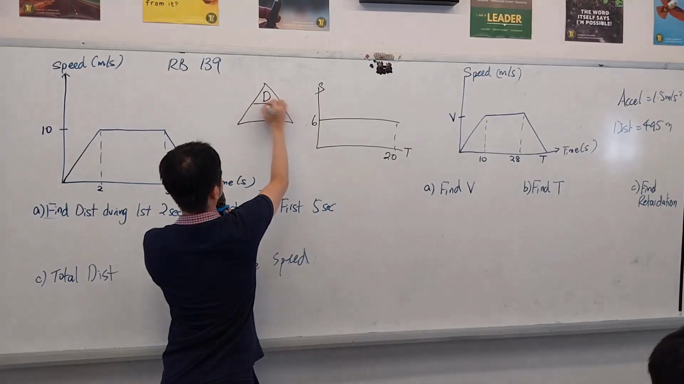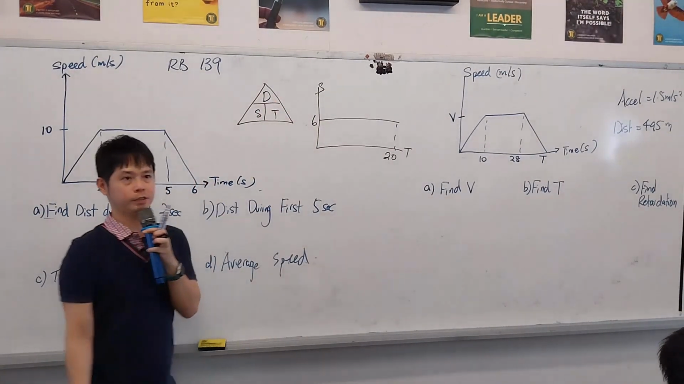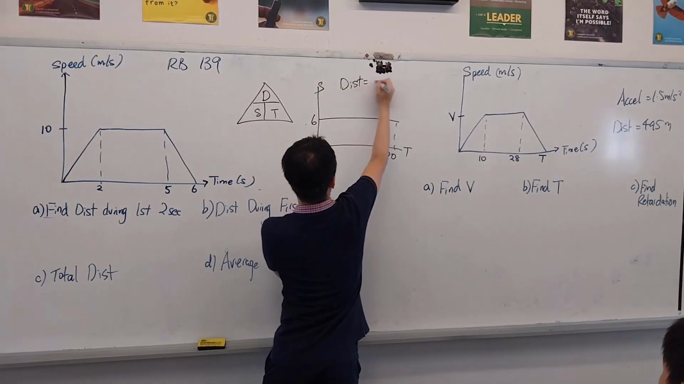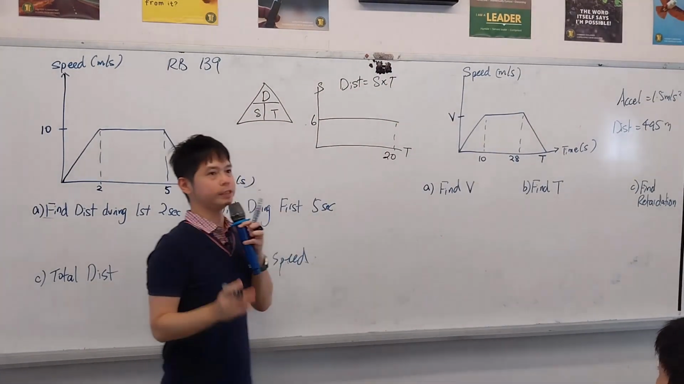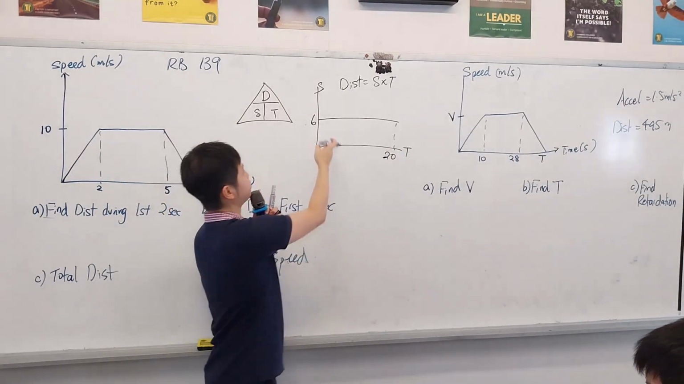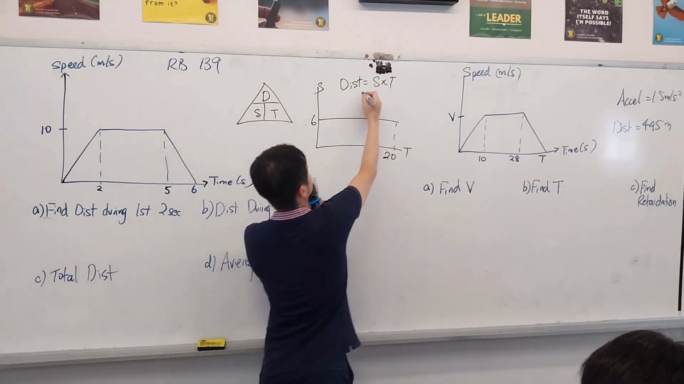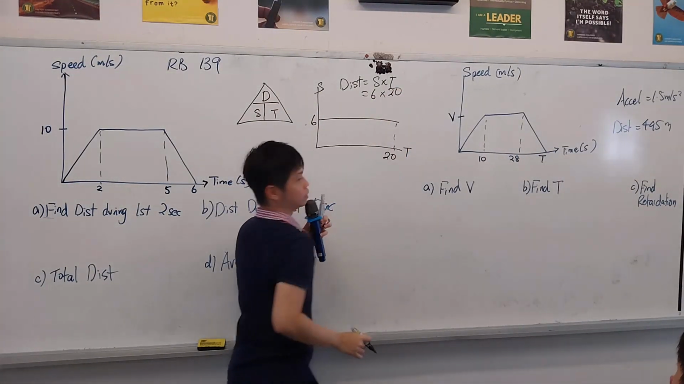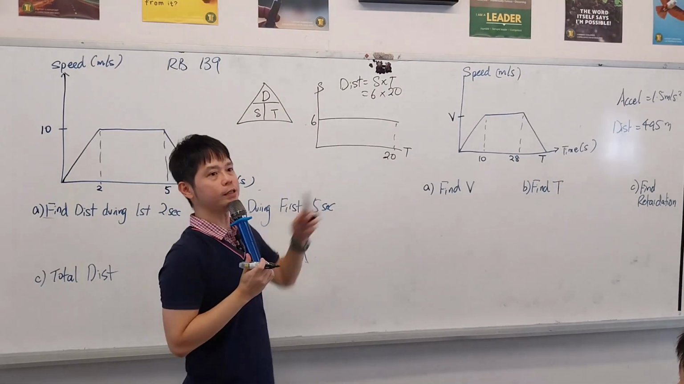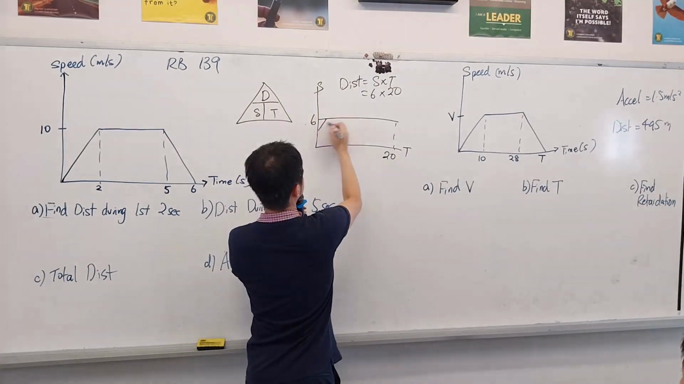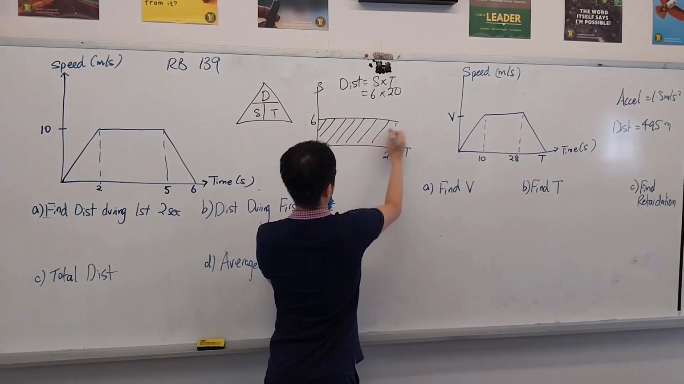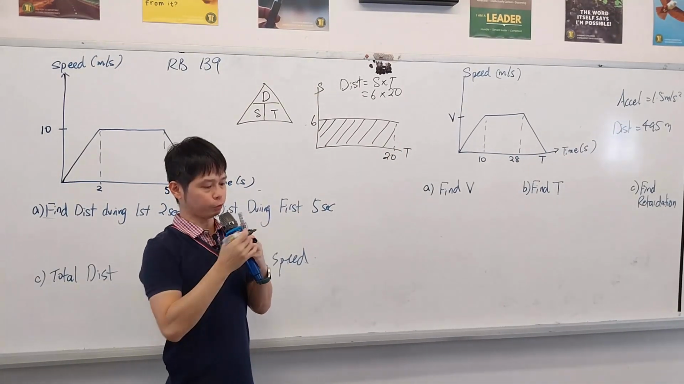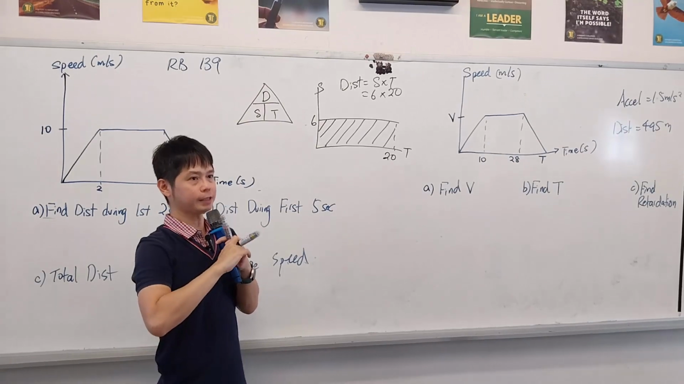In order to find distance, I need to use speed times time. Now you realize that distance equals speed times time. Now what is the speed down here in the simple diagram? 6. And the time is 20, right? So if I use 6 times 20, I get this area here, the height times the breadth. So in order to find distance, you need to find speed times time, right?